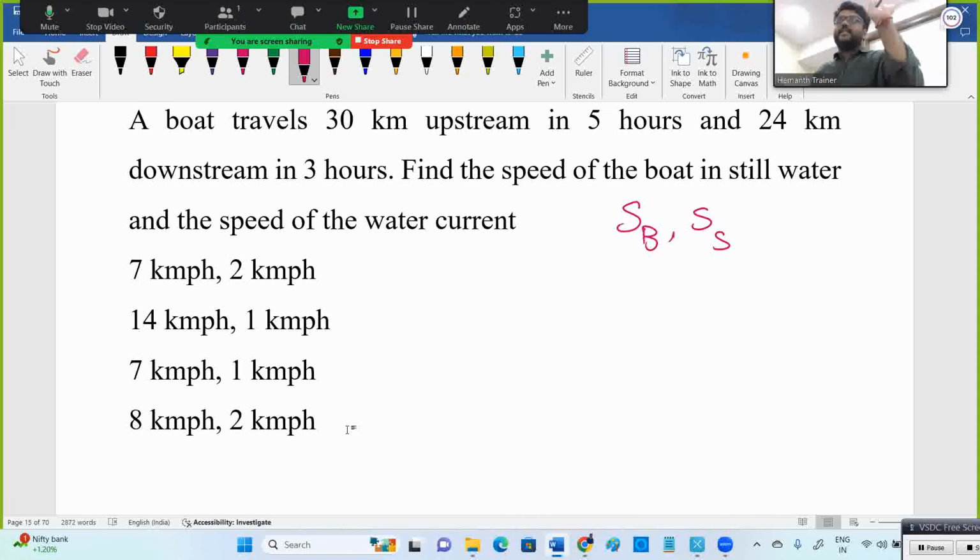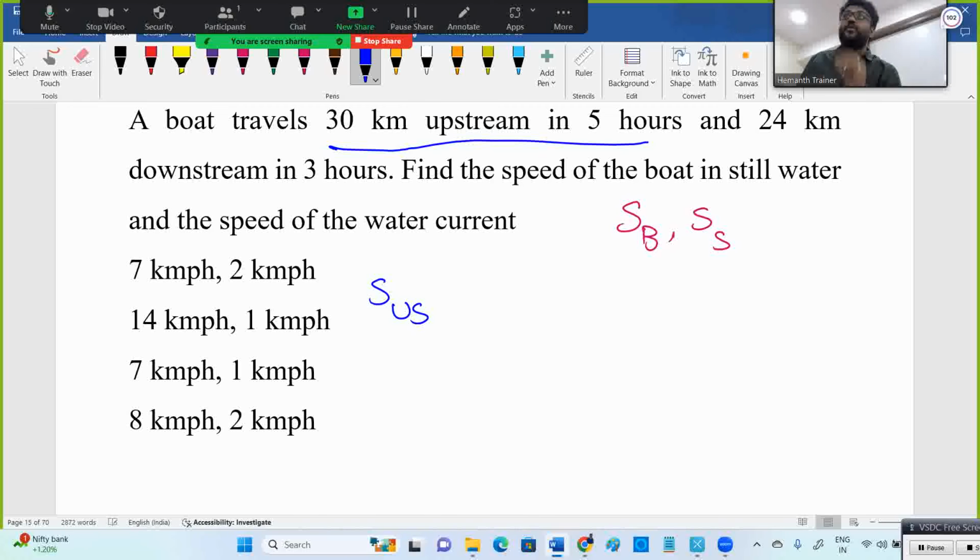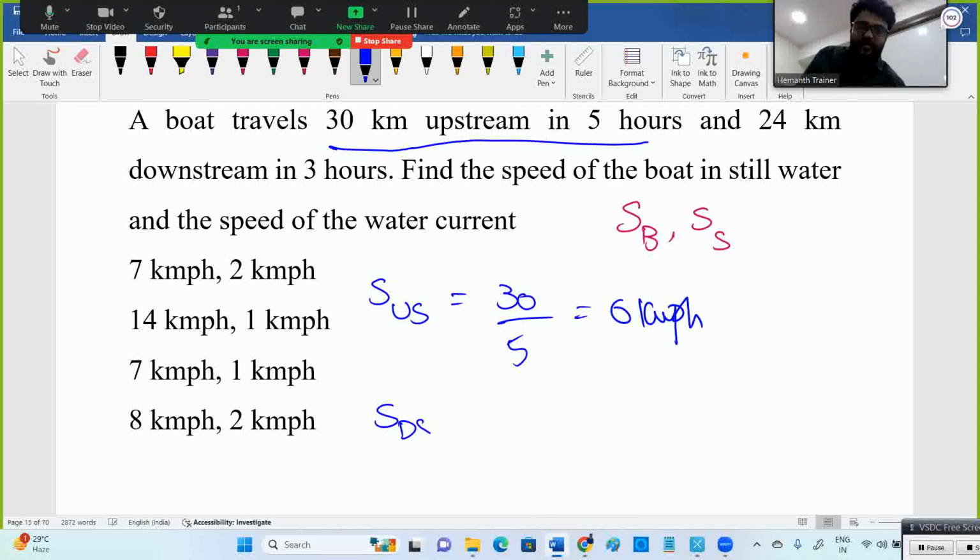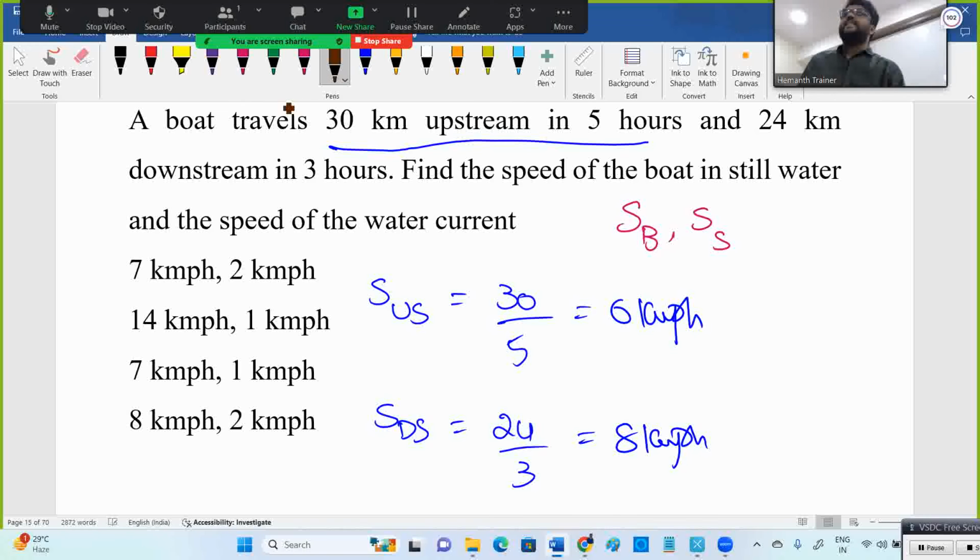Time is distance by speed. That's it. So the speed of upstream: the first one is 30 kilometers, traveled upstream in 5 hours. US means upstream here. Speed is distance by time; distance traveled is 30 kilometers, time is 5 hours, so I can say 6 kilometers per hour. Whereas downstream, 24 kilometers to travel in 3 hours means 8 kilometers per hour. But the only thing you should know is, what are this 6 and 8?